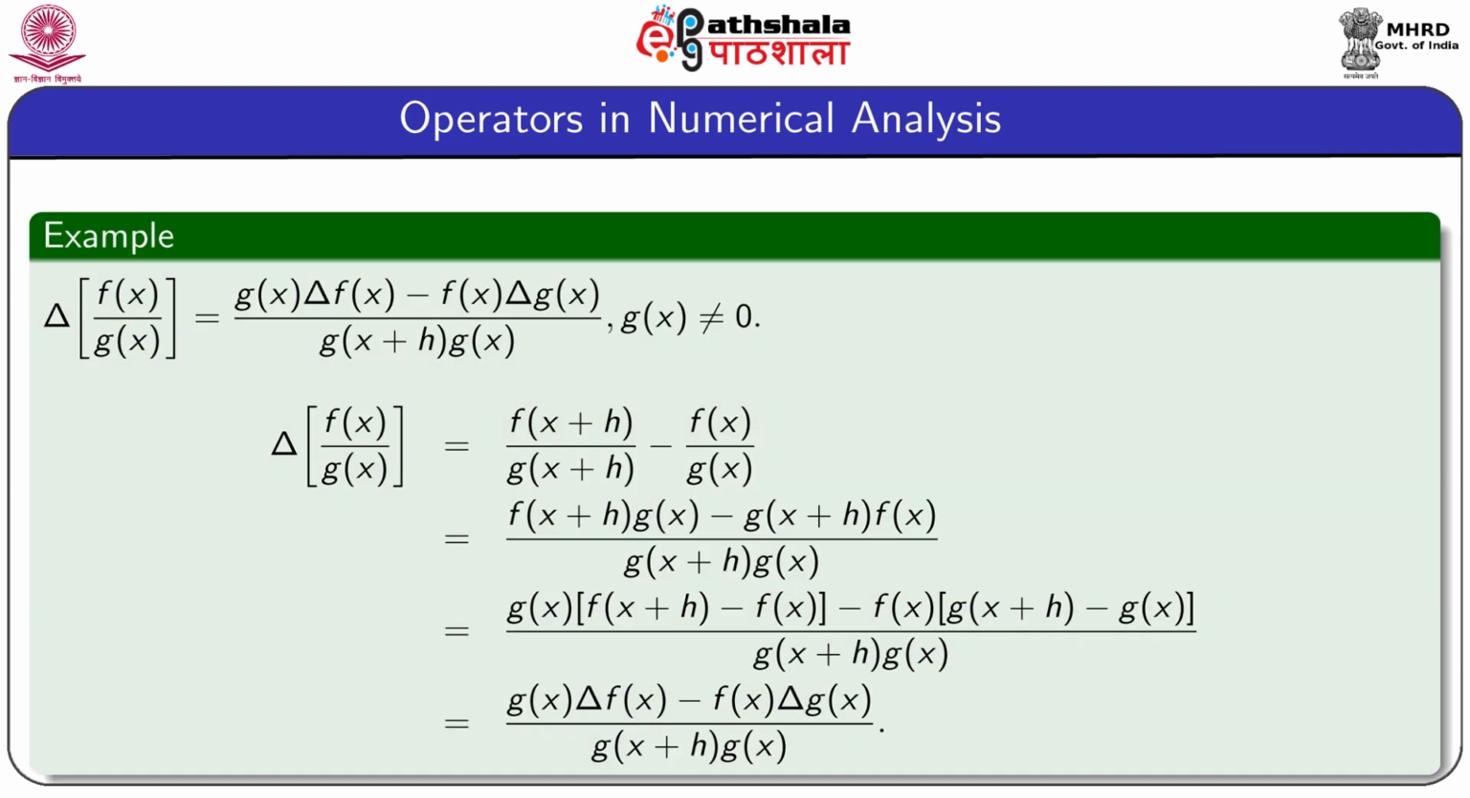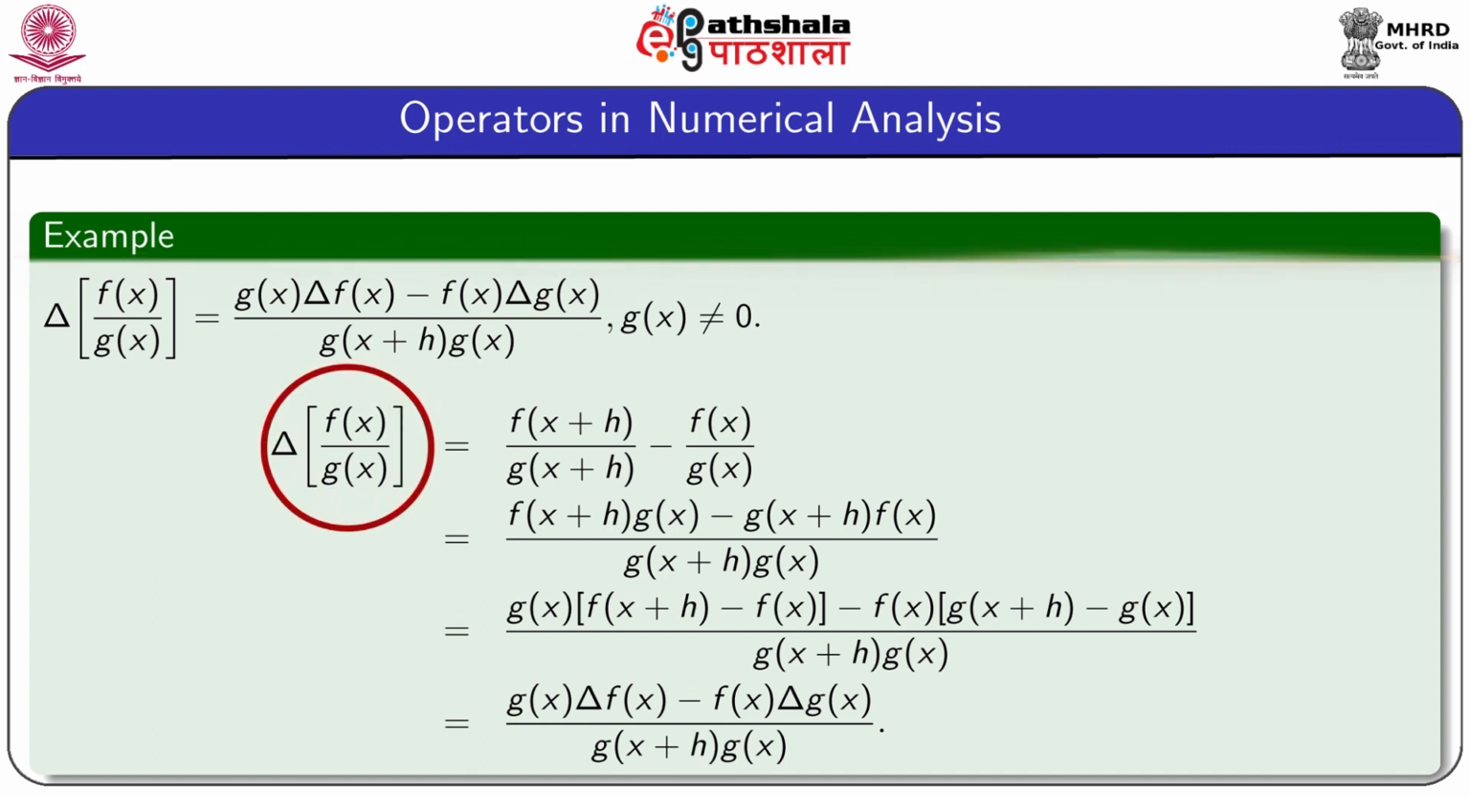Let us consider one example to describe the nature of the forward difference operator. The forward difference operator of f x by g x is equal to g x into delta of f x minus f x into delta of g x, whole divided by g of x plus h into g x, provided g x is not equal to 0. If it is equal to 0, then the entire thing is undefined. Now, we prove this result in the following lines.